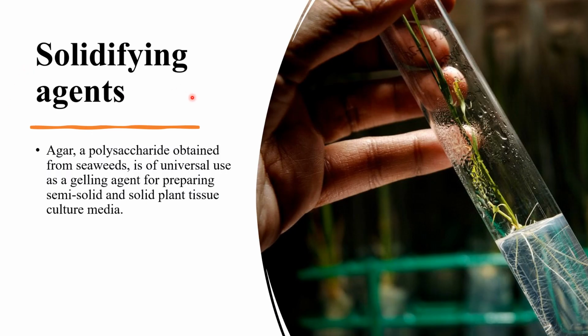Solidifying agents. As we all know, the solidifying agent plays a crucial role in microbiological culture media. It also plays a pivotal role in plant tissue culture media. Agar, a polysaccharide obtained from seaweeds, is the universal solidifying agent used for plant tissue culture medium at a concentration of 0.8 to 1% only.